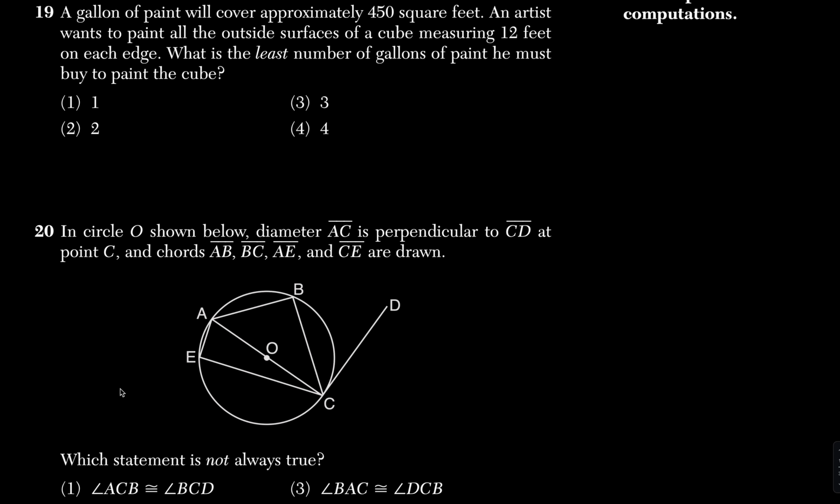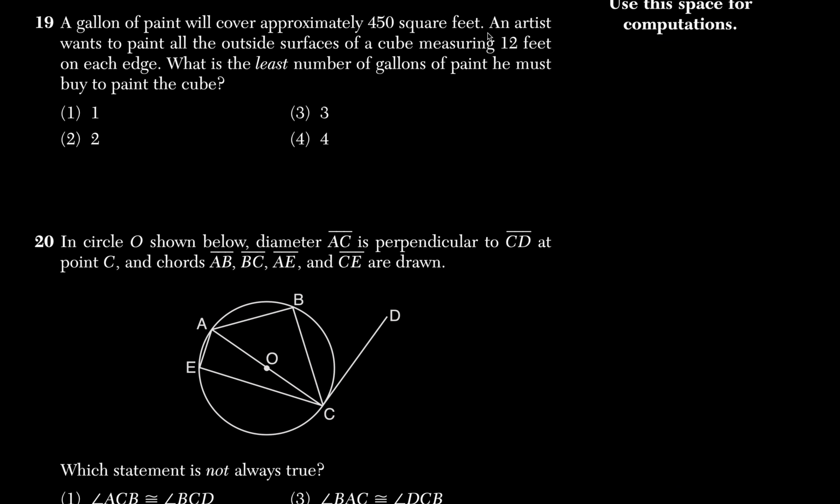Okay, number 19. A gallon of paint will cover approximately 150 square feet. An artist wants to paint the outside surfaces of a cube. So we're talking about the surface area of a cube. So let me just draw a cube here. Here's a cube, more or less. And we just want to get the surface area. So what's the surface area?